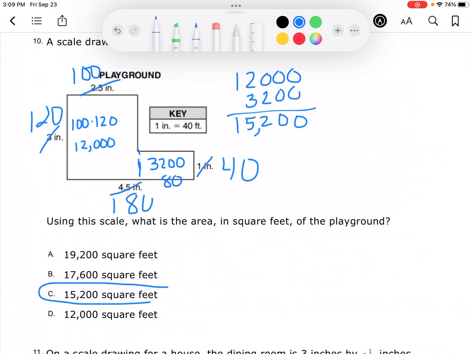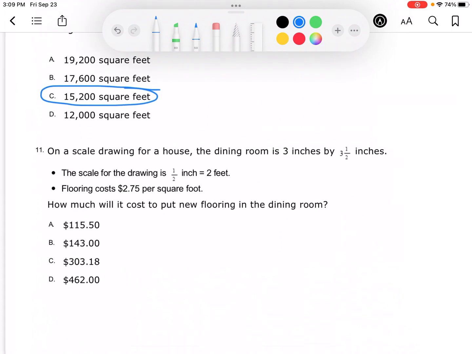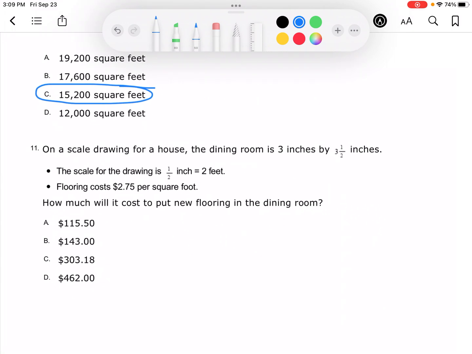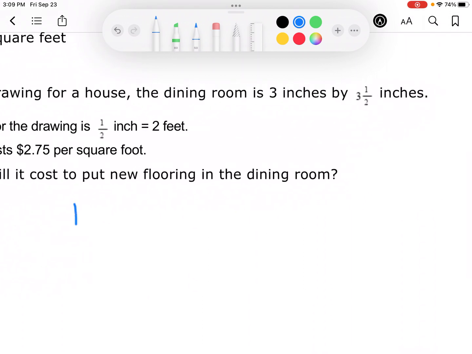So it should have been C, 15,200 square feet. The next one says, on a scale drawing of a house, the dining room was 3 inches by 3.5 inches. The scale factor for the drawing was 1/2 inch equals 2 feet. So I have to convert before I can do anything. And we've talked about this a lot, and all of these problems have asked you to do that. So we've got inches and we've got feet.